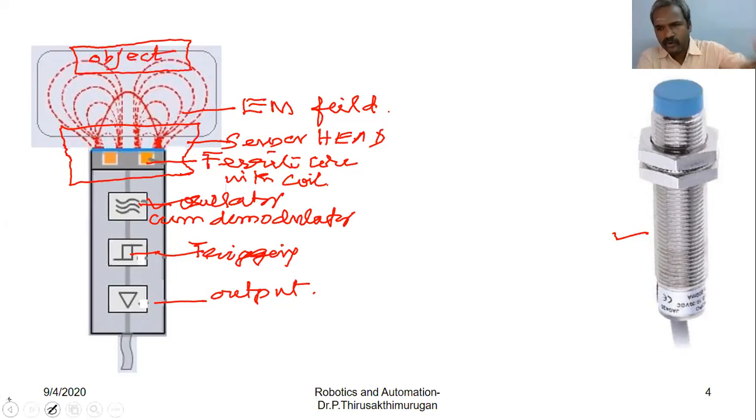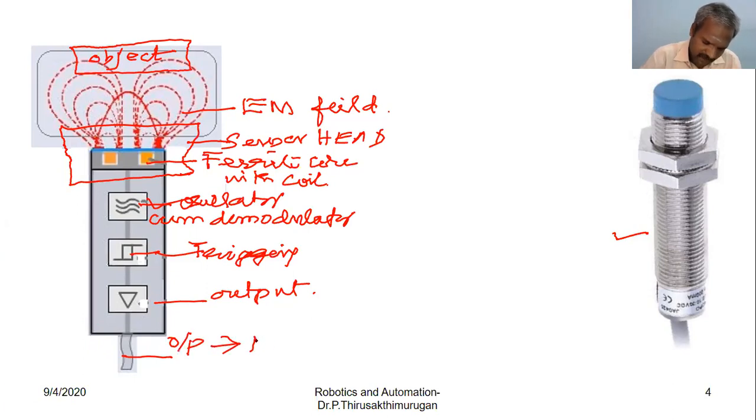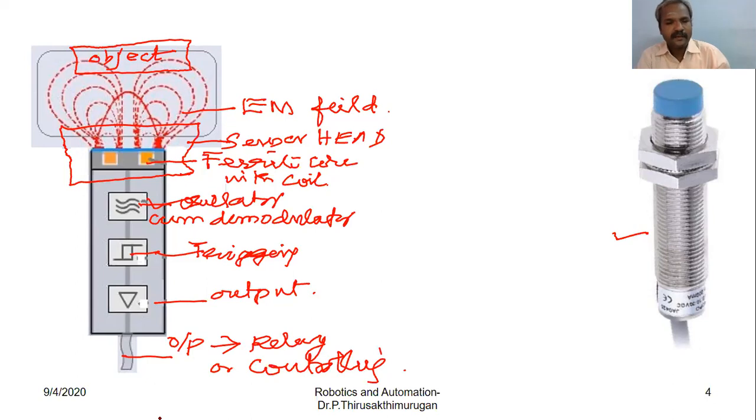So when an object approaches the sensor probe, it detects it. When it detects the object, immediately this is the output wiring. This output may go to a relay, or any controlling system. Okay, controlling system. So these are all the important components of an inductive transducer.